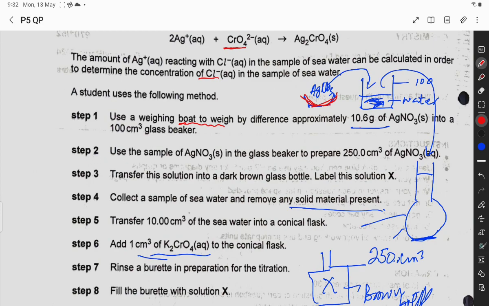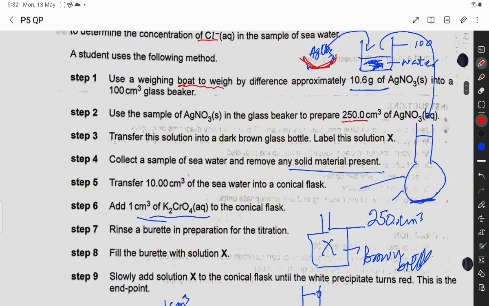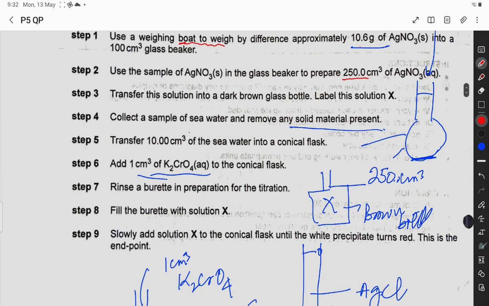Step 2. Use the sample of AgNO3 solid in the glass beaker to prepare 250 centimeter cube of AgNO3 aqueous solution. So first dissolve silver nitrate in this beaker and then transfer this solution with all washings into the volumetric flask which is of 250 centimeter cube. Now transfer this solution into a dark brown glass bottle. Label this X. This is the brown bottle labeled X.